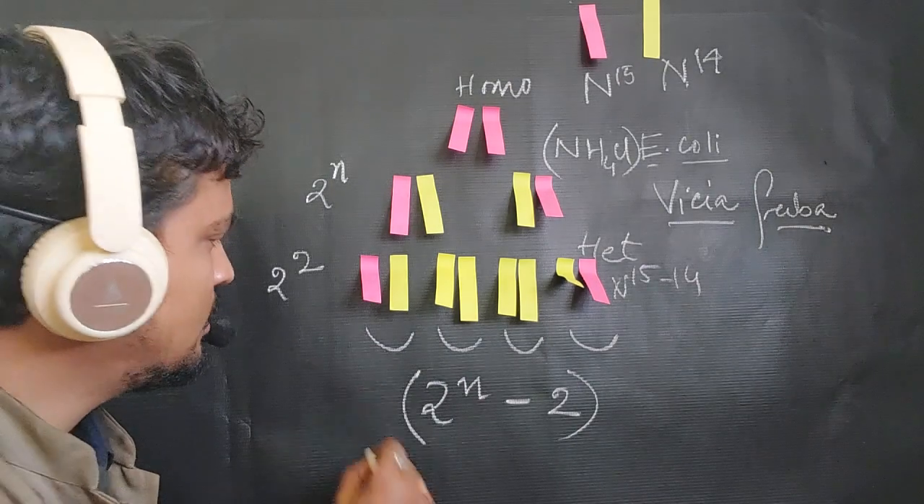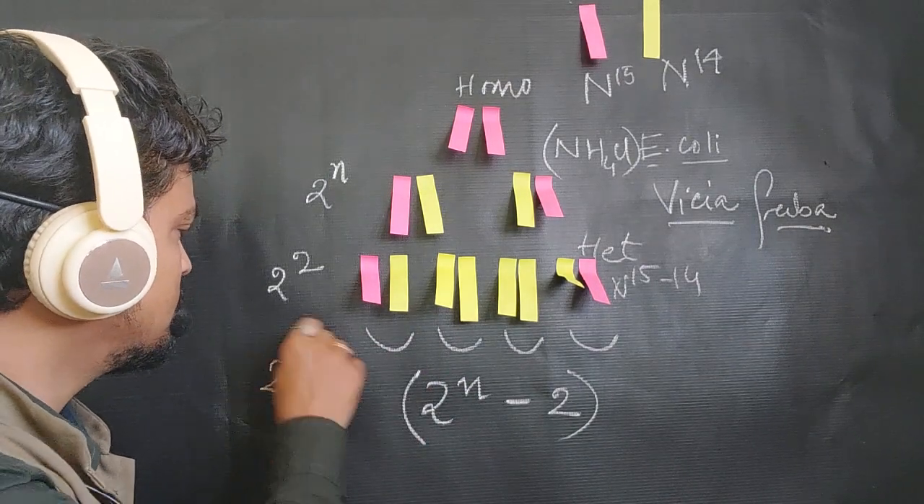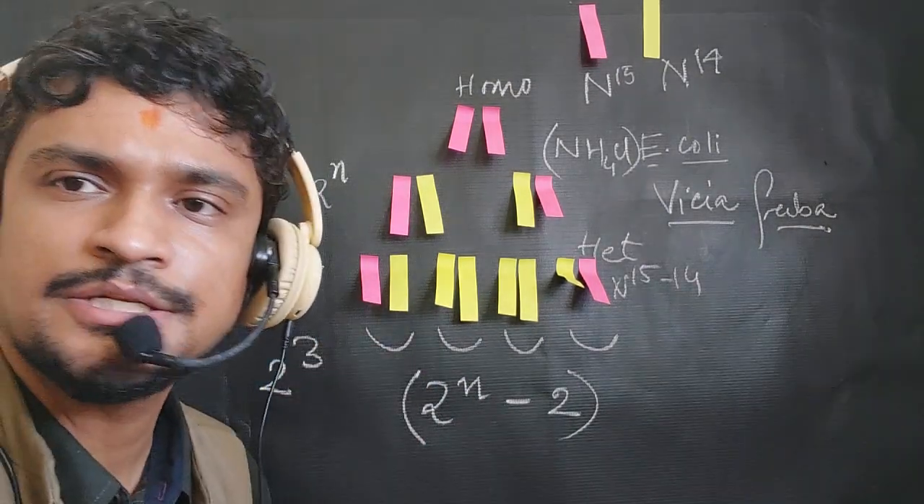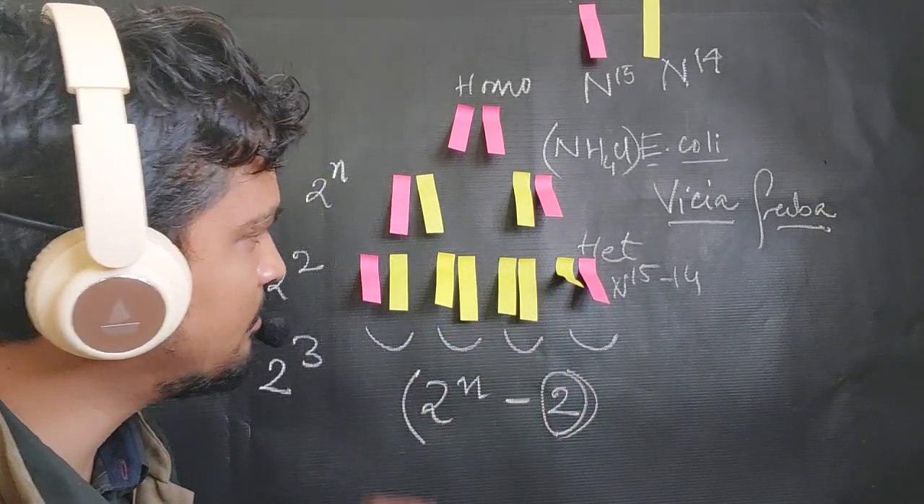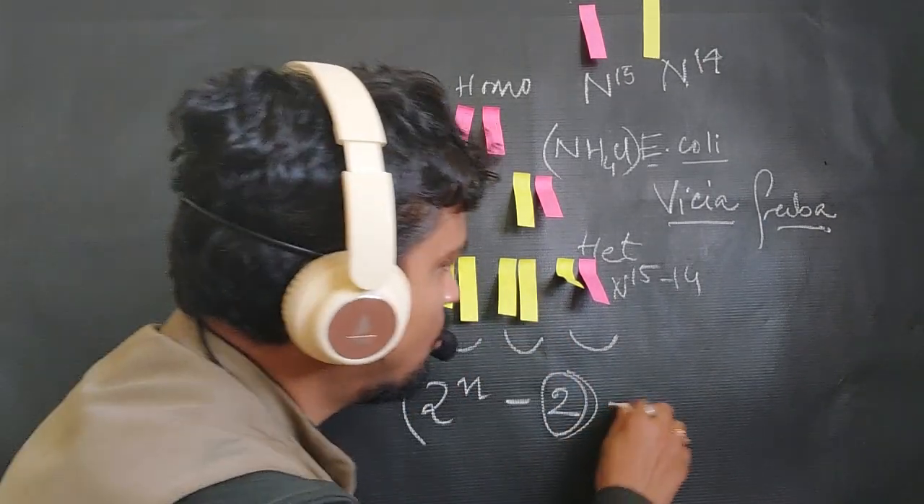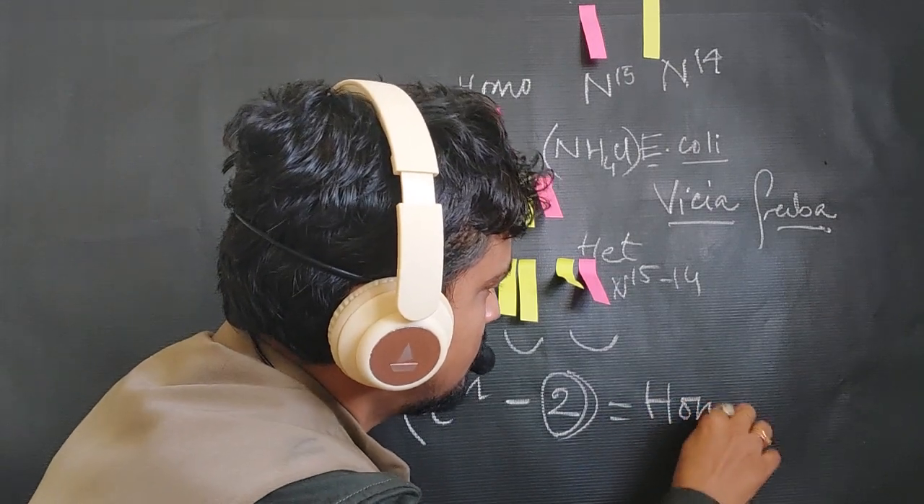For example, you are running the experiment for 3 generations. So it is 2 to the power 3, which is 8. You know, only 2 will be the heterodimer and the rest will be homodimer. Okay.